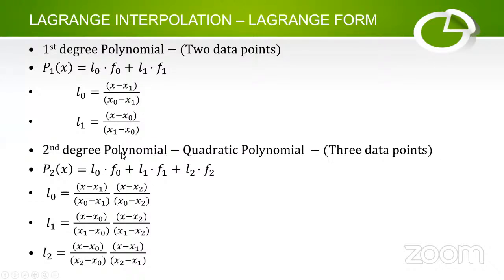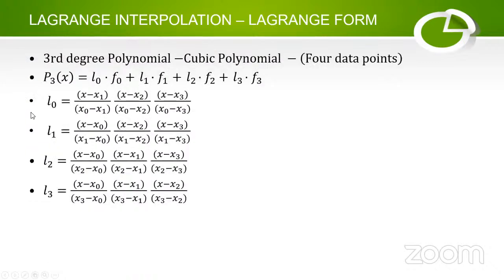Similarly, if we look at the second degree polynomial, which is also known as a quadratic polynomial, it has three terms, so our data points will be three. We are going to have x0, x1, and x2. Our general Lagrange formula, like we have already seen, is L0 F0, L1 F1, all the way to Ln Fn. So for three data points, we will have one, two, and three. Now for L0, again, we are not going to have x minus x0 at the numerator, but we will have x minus x1 and x minus x2. So the pattern continues like that.